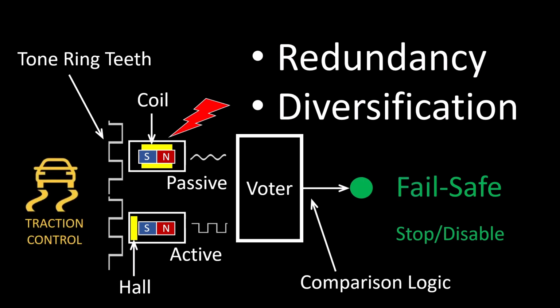Think of a traction control system. If a speed sensor fails, the safest thing is to turn the system off and let the human driver take over. It's safe, but it's not always available.